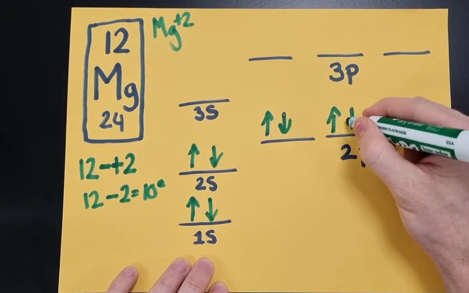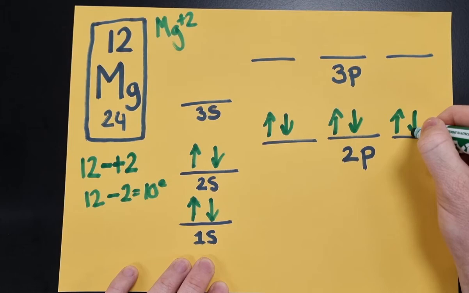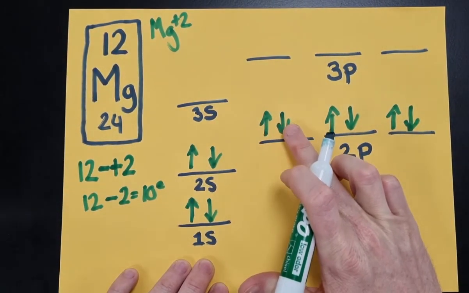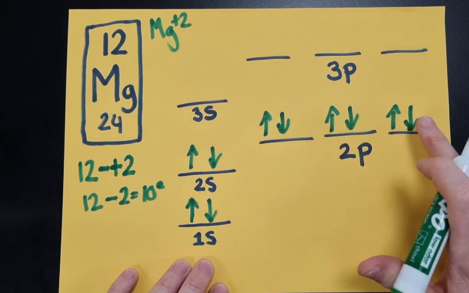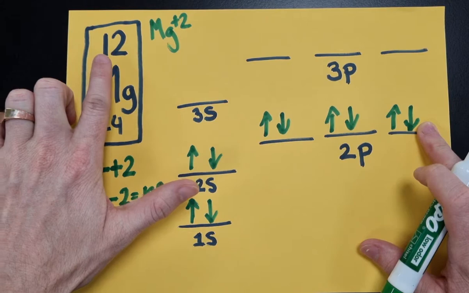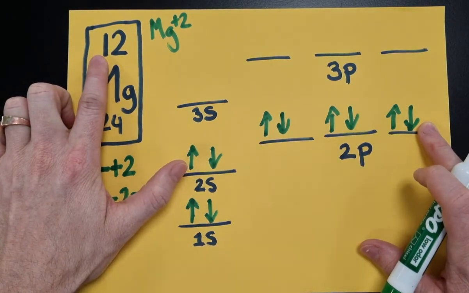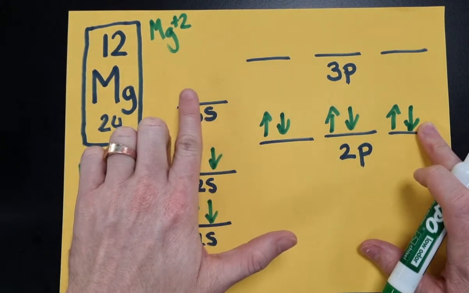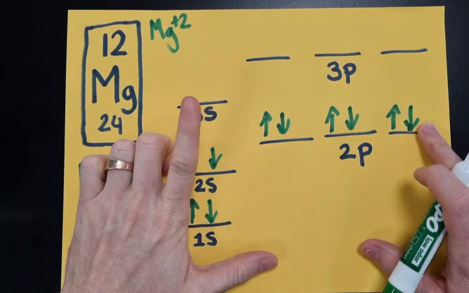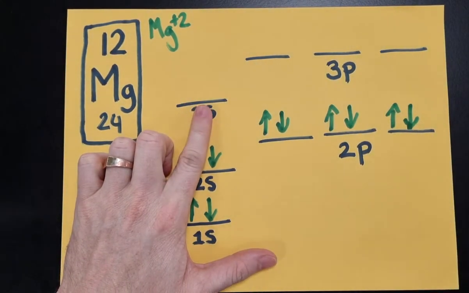Down, down, down. 1, 2, 3, 4, 5, 6, 7, 8, 9, 10. Now, if we did have a normal atom of magnesium, we would have those 2 additional electrons, but because the ion has given away those 2 electrons, we would no longer fill the 3s column.